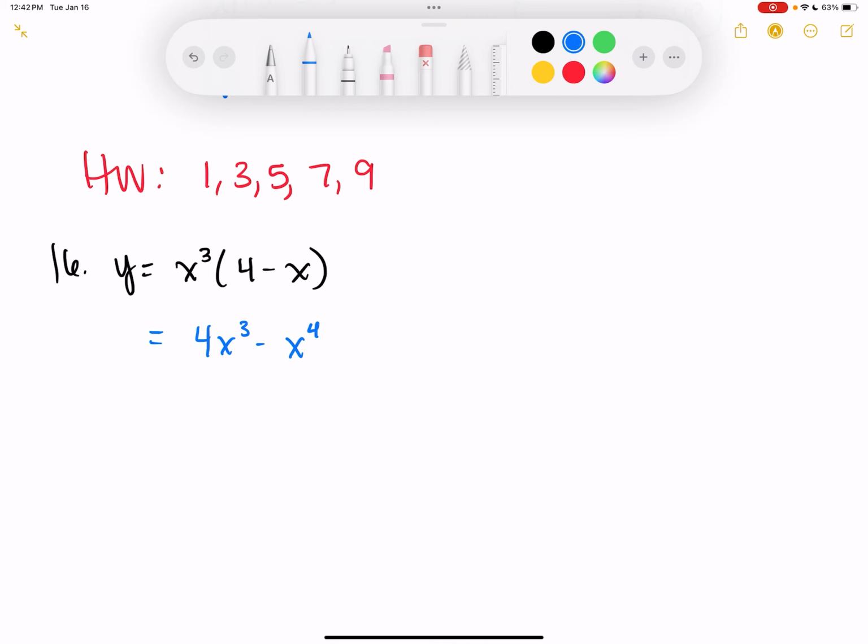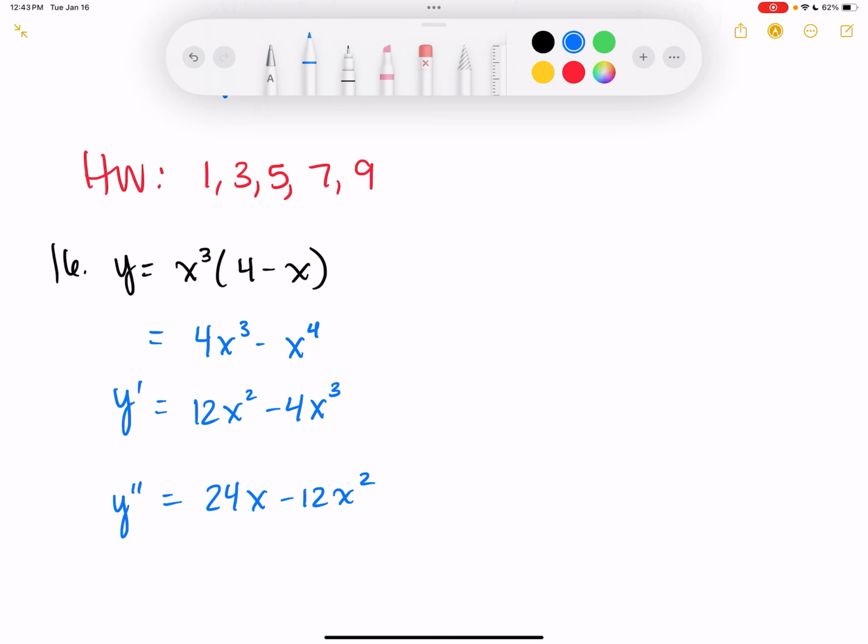Now derivative. Y prime is 12x squared minus 4x cubed. Beautiful. Now what? We gotta take the second derivative. Second derivative: 24x minus 12x squared.